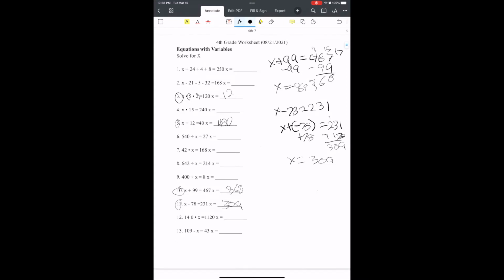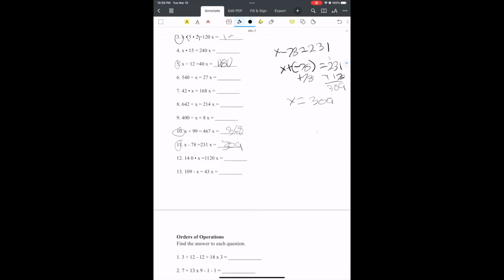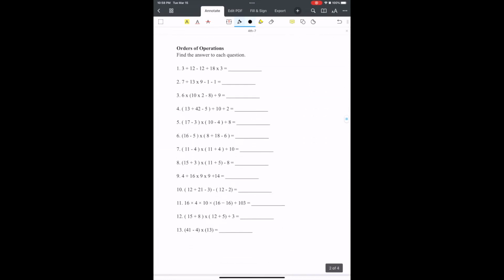Alright, so now we figured all of the different types of equations with variables, so let's move on to the next section. Order of operations. In order to remember your order of operations, remember PEMDAS. P-E-M-D-A-S. P is for parentheses. E is for exponent. M is for multiplication. D is for division. A is for addition. And S is for subtraction.